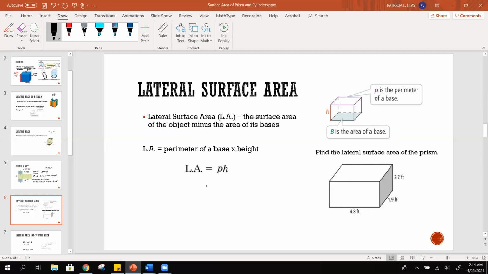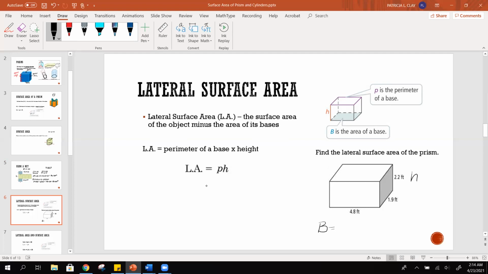Lateral surface area is the perimeter of the base times height. We have our figure here to show us. Here's our formula: LA is equal to P times H. Here it asks us to find the lateral surface area of the prism. Our base is down here, but we don't need the base. Oh, but we do need the perimeter of the base, and we need our height. Our height is over here, it's 2.2.